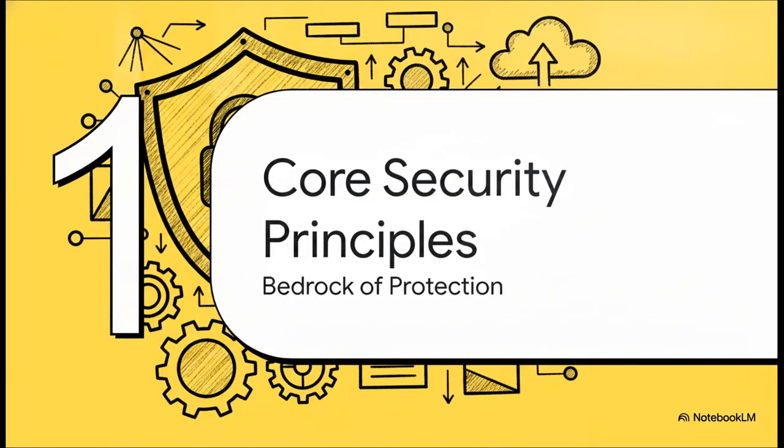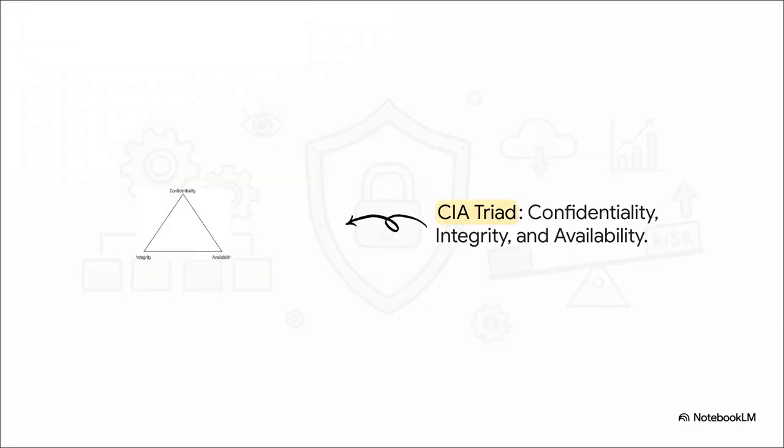All right, Part 1, Core Security Principles, the bedrock of protection. The absolute anchor of our defense is the CIA triad. You know it well: confidentiality, integrity, and availability. Literally every security control is evaluated on how well it addresses these three tenets.